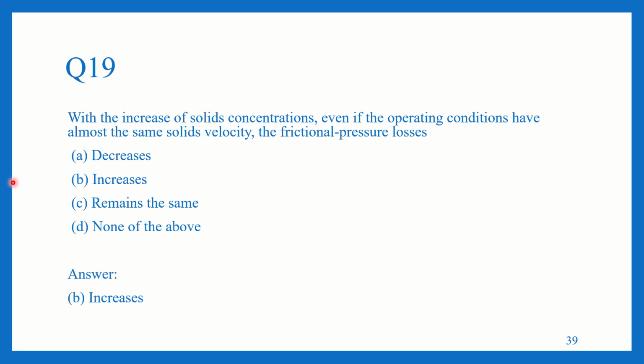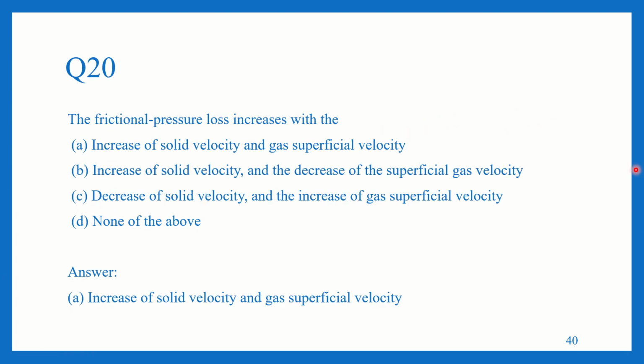We'll go to question 20. Question 20. Frictional pressure loss increases with: Option A, increase of solids velocity and gas superficial velocity. Option B, increase of solids velocity and decrease of gas superficial velocity. Option C, decrease of solids velocity and increase of gas superficial velocity. Option D, none of the above.